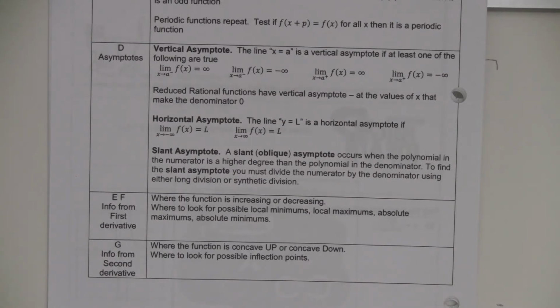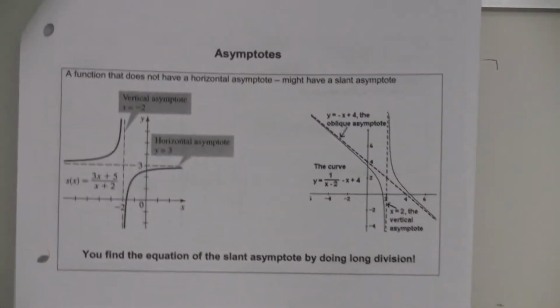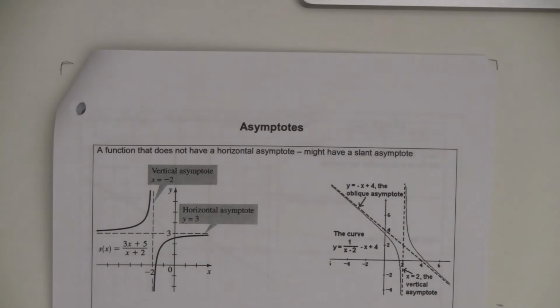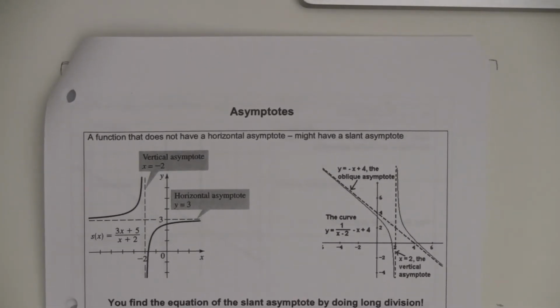And then the kind of things the second derivative tells you are whether it's concave up or concave down, and also some inflection points. So we've practiced these things out of context, and now they're going to have us put the whole thing together. I moved over to the next page where I had this lovely graph.